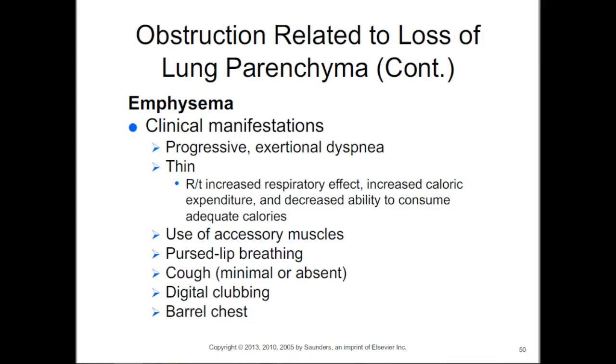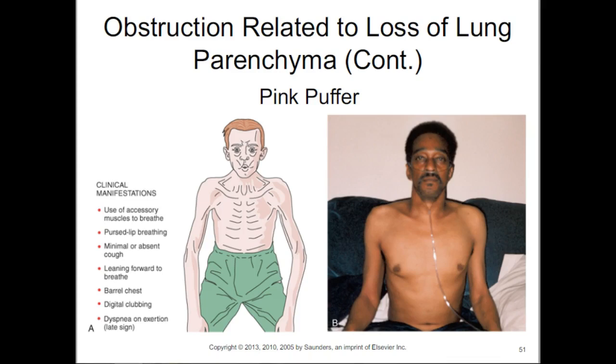You'll see a lot of accessory muscle usage, again, like in the neck. And then you'll see pursed lips. So think of when you're trying to breathe, that you would put your lips out. You'll see that. And then cough, either minimal or absent. So this doesn't really have to do with any type of movement of mucus. You might see clubbing in the tips of the fingers as well, and that barrel chest that I mentioned before.